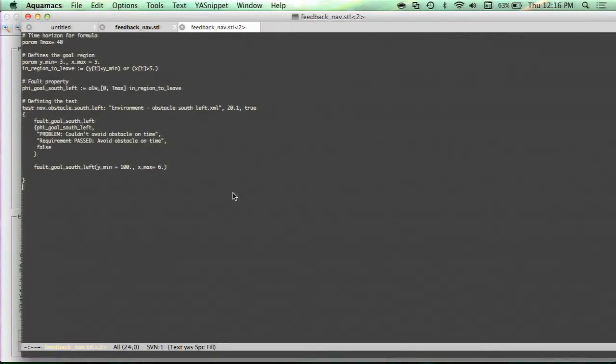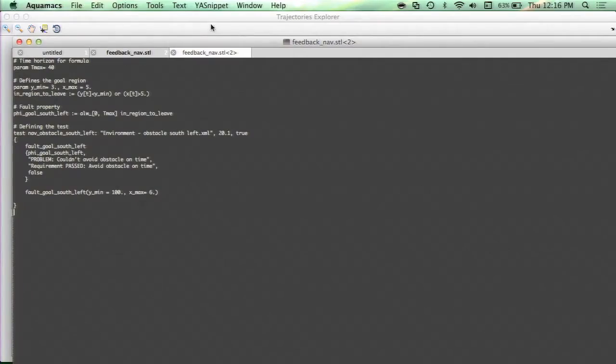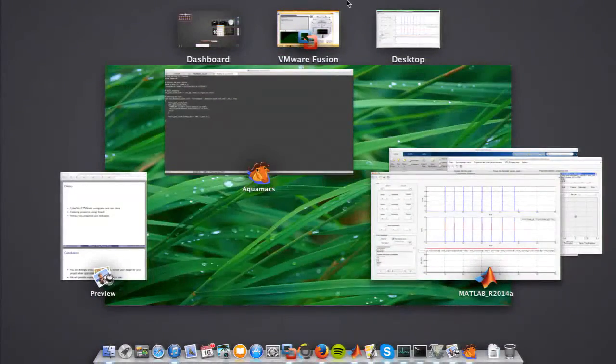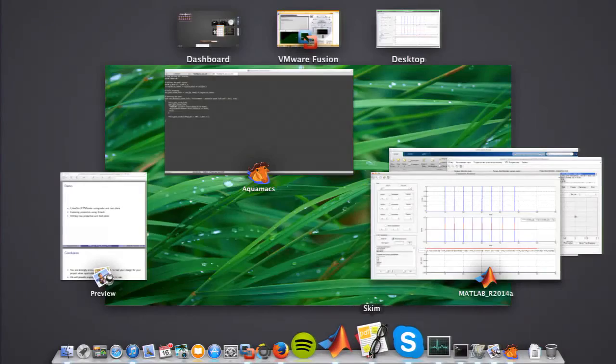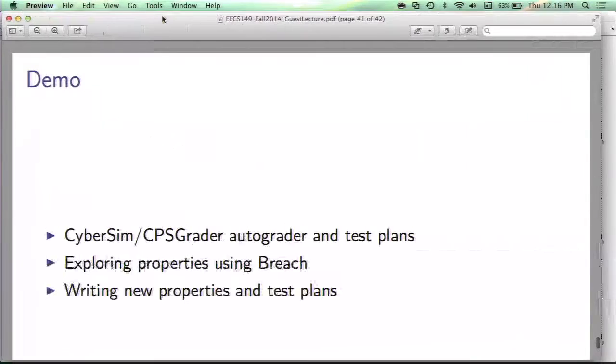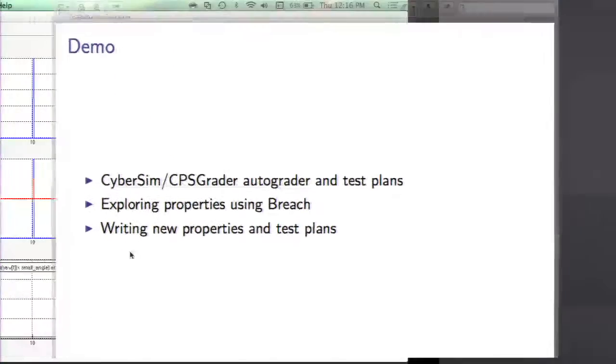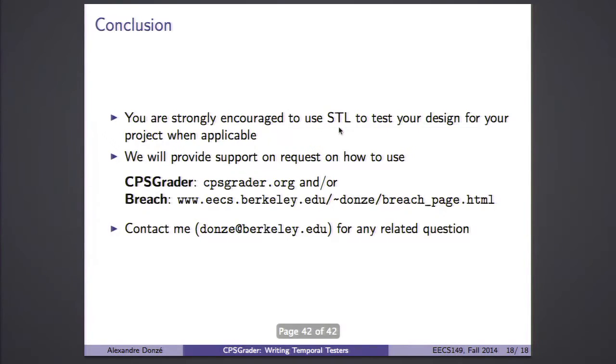Like I said, designing STL specifications is not an easy task, so you can also use my toolbox, which is called Reach. There's a bit of a learning curve, so if you're interested in doing this, I encourage you not to wait until asking any question about it. We strongly encourage you to use this specification design for your project if you can, and we provide support for that.